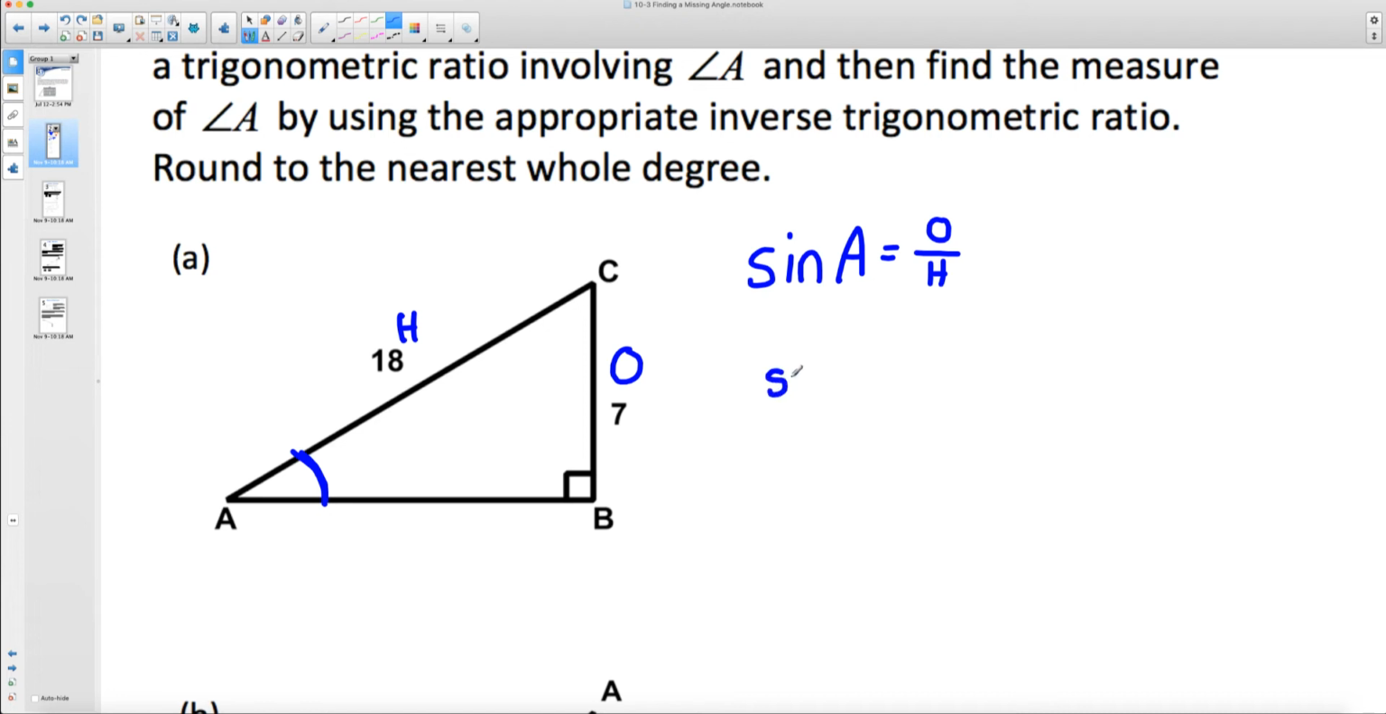We'll substitute in what we have. We don't have angle A, so I'll leave it as A. The opposite is 7. The hypotenuse is 18. We need to get rid of this sine function. To get rid of the sine function, the inverse of the sine function is sine inverse. So A is going to equal sine inverse of 7/18.